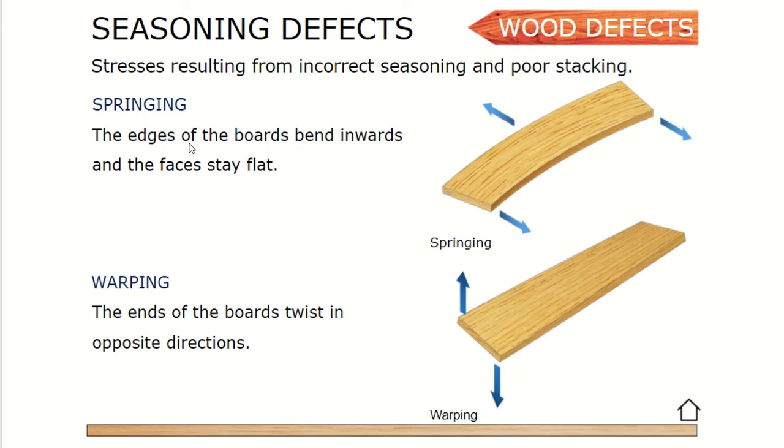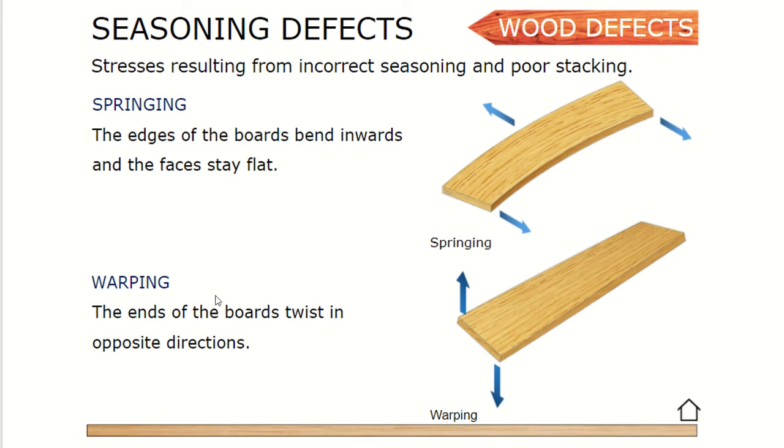Springing happens when the edges of the boards bend inwards, and then the faces stay flat. Basically, if a board springs, the middle is pushing out to one direction, where the two ends are going in the other direction. So it basically just bends the piece of wood. That's called springing.